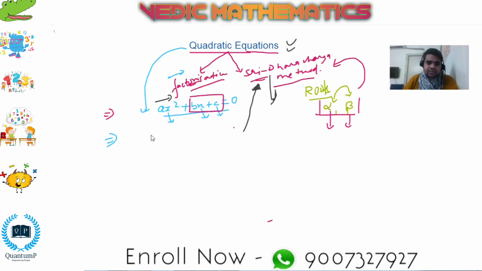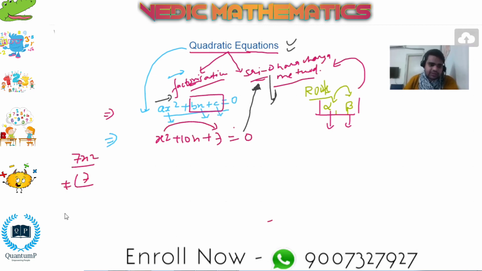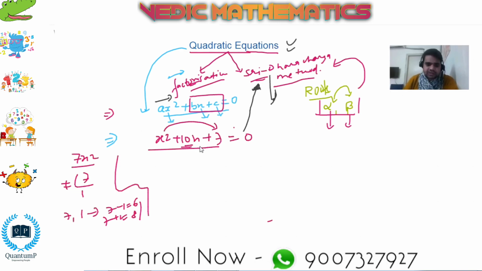Suppose we are getting one equation like this: x square plus 10x plus 7 is equal to 0. In this case, if you try to factorize, 7 if you break, at maximum you'll get 7 and 1. So 7 minus 1 gives you 6, and 7 plus 1 gives you 8. But it is not going to give you 10 anyway, right? It means that you cannot factorize this. Okay, it cannot be factorized. So as it cannot be factorized, obviously we have to go for the Sridharacharya, the second method. We can do this by Sridharacharya very easily.